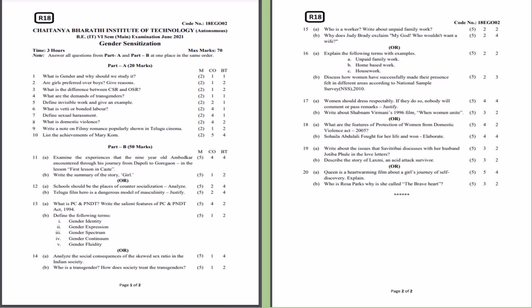In part B also you will have all the questions with internal choice. So your total is 70 marks. You have already got 30 marks for your internal examination, and the final exam will be for 70 marks, and the time allocated is 3 hours.